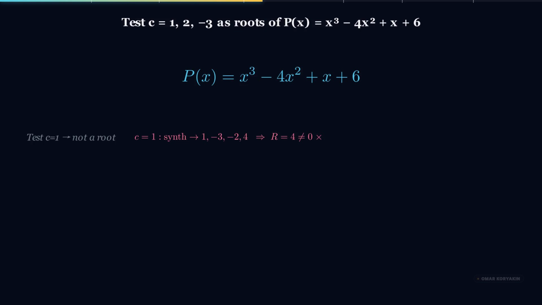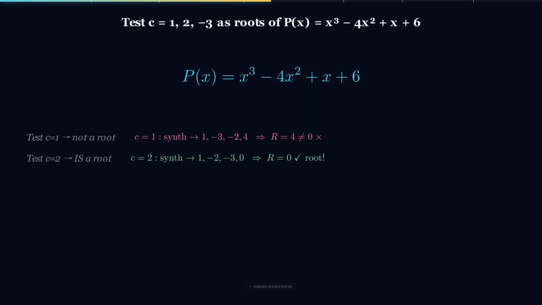Add 1 plus negative 3 equals negative 2. Multiply negative 2 times 1 equals negative 2. Add 6 plus negative 2 equals 4. Remainder is 4, not 0, so c equals 1 is not a root, and x minus 1 is not a factor. Test c equals 2.